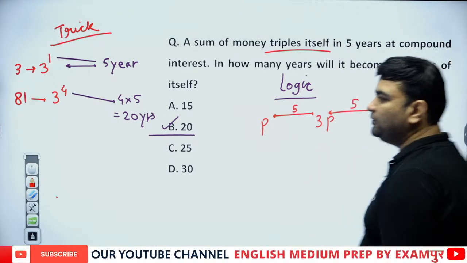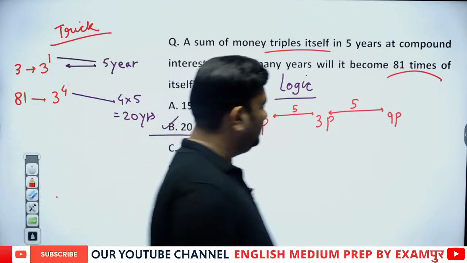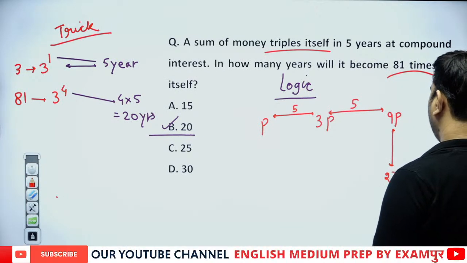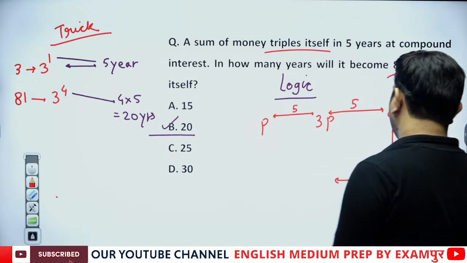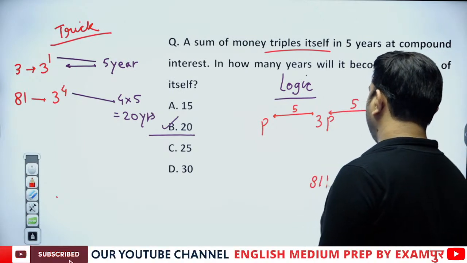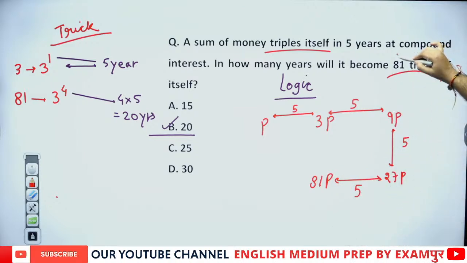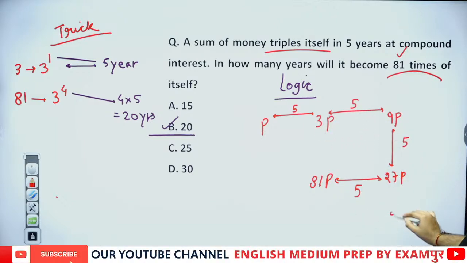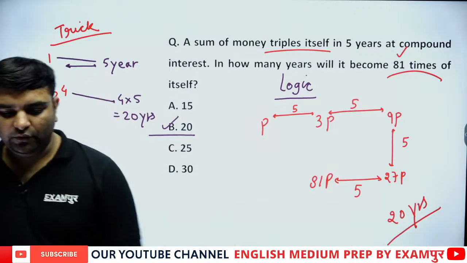We can derive this from the formula as well. Again it will become 3 times of it, 27P in the next 5 years. And again 3 times of it, 81P in the next 5 years. So in how many years will it become 81 times? 5 plus 5, 10 plus 5, 15 plus 5, 20 years. Both are important. This logic will play a crucial role in the future.